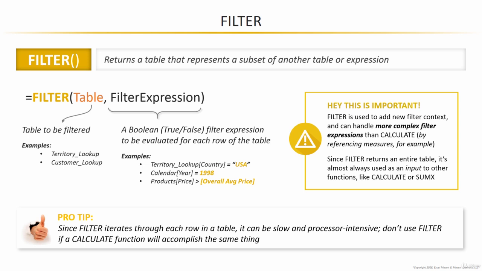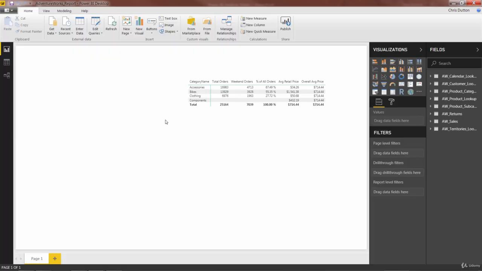So let's open up our AdventureWorks file and practice creating a brand new measure using this filter function. All right, once you're back in your AdventureWorks report, remember that we added this overall average price column by combining calculate and all. And now using that column, I want to create some sort of measure that will calculate our total orders, but only for products that are greater than the average price.